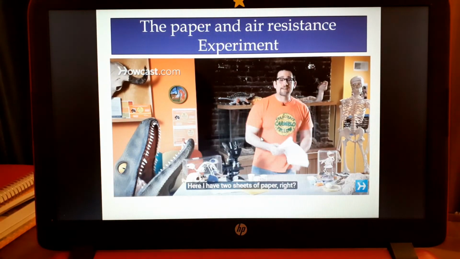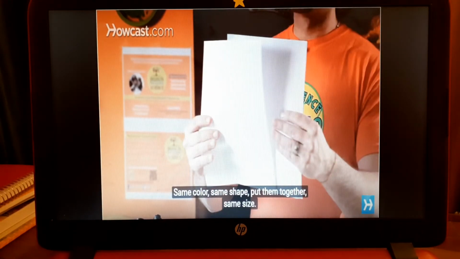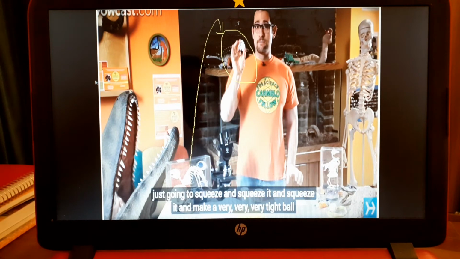Now, how would you test that? Well, simply you get two pieces of paper, the same size, the same type, the same thickness, and none of them is wet. You make sure it's exactly the same conditions, because it has to be a fair test. You crumple one of the papers.